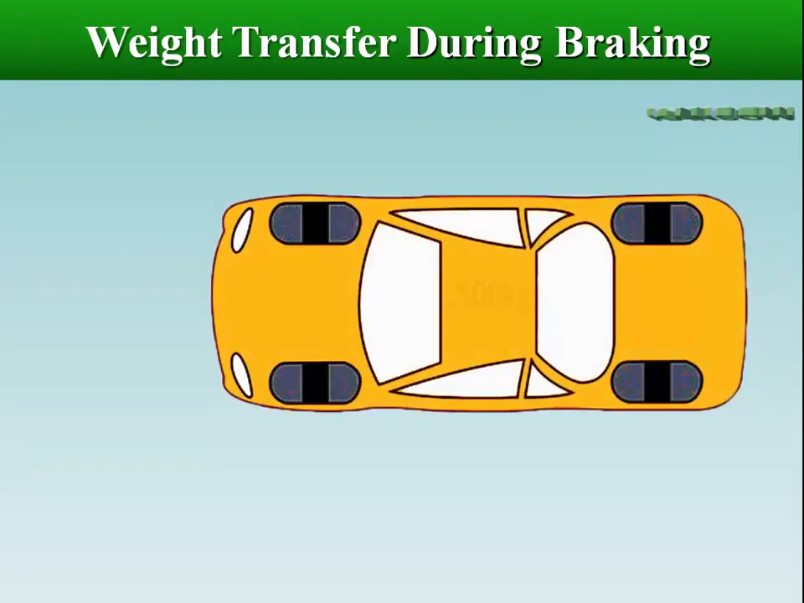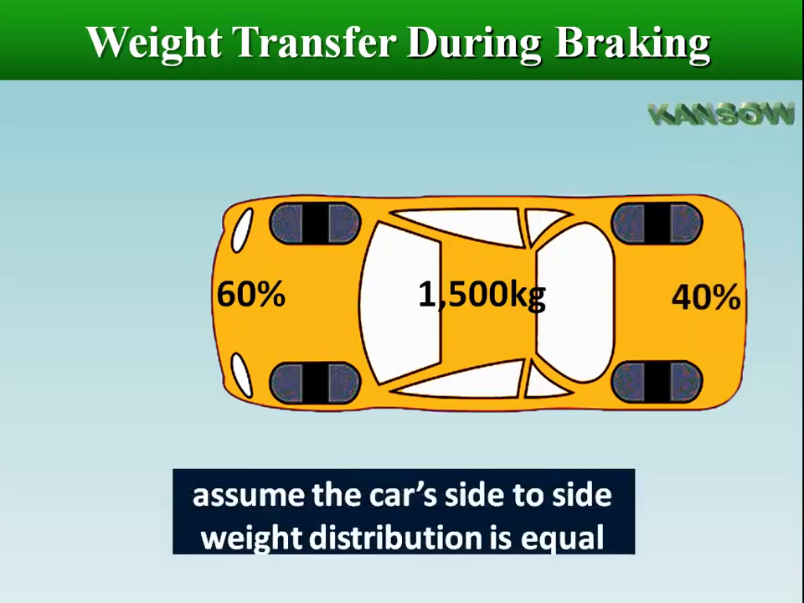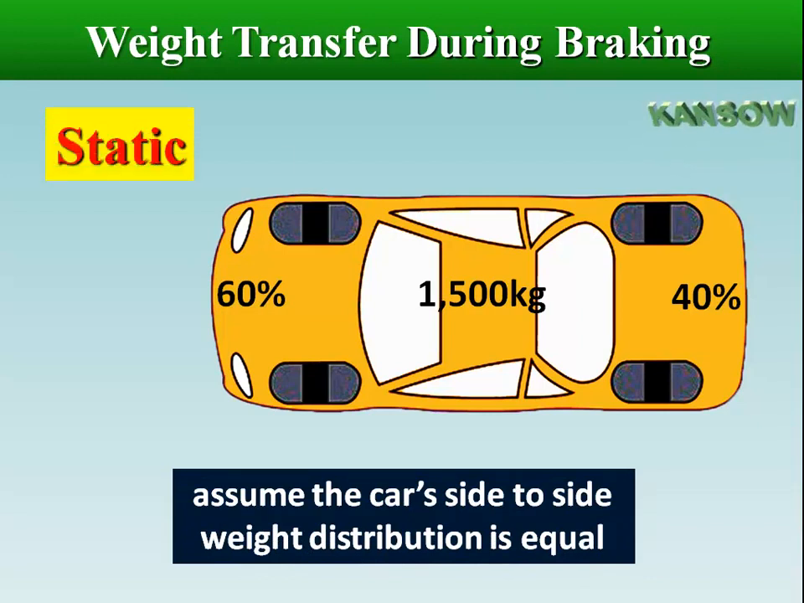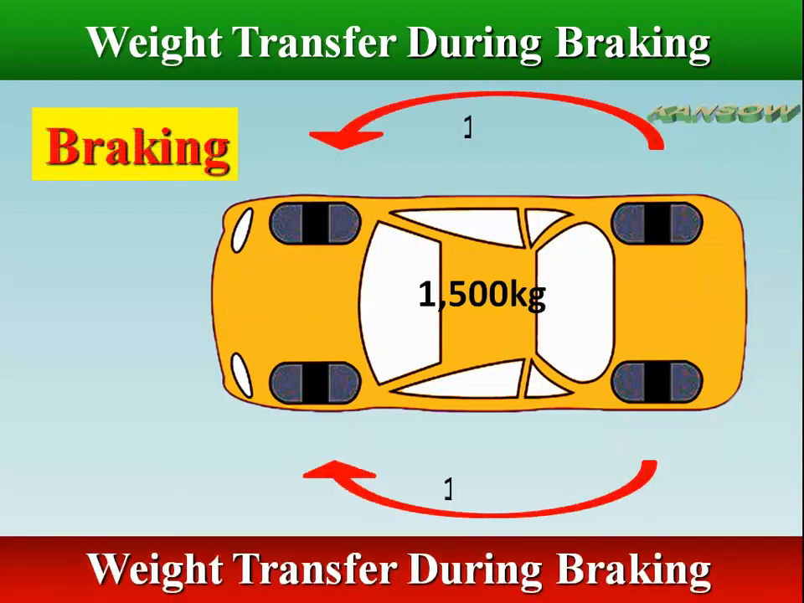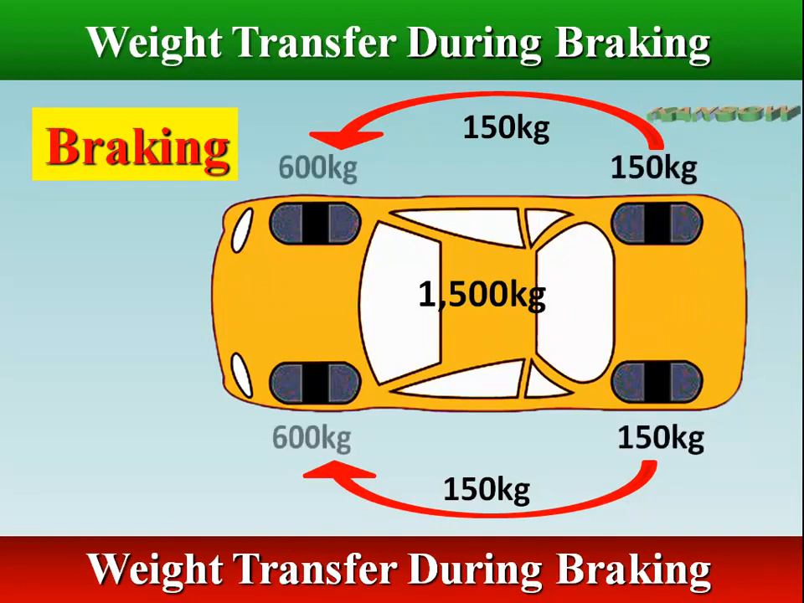Let us imagine a car that weighs 1,500 kilograms, with a typical front-wheel drive car's weight distribution of 60% front and 40% rear. We'll assume the car's side-to-side weight distribution is equal. When standing still, the front tires have a load of 450 kilograms, and the rear tires have 300 kilograms each. The inertia of the vehicle during braking transfers force from the rear to the front, decreasing the weight on the rear wheels and increasing the weight applied to the front wheels.